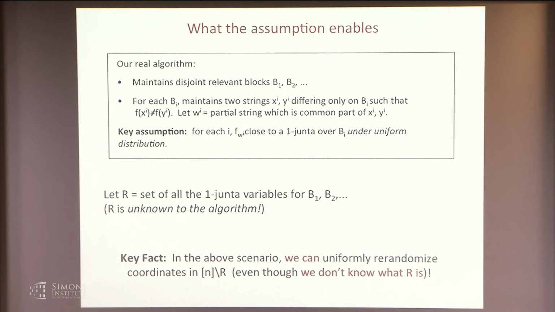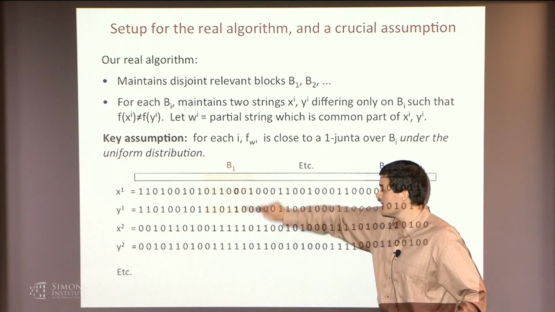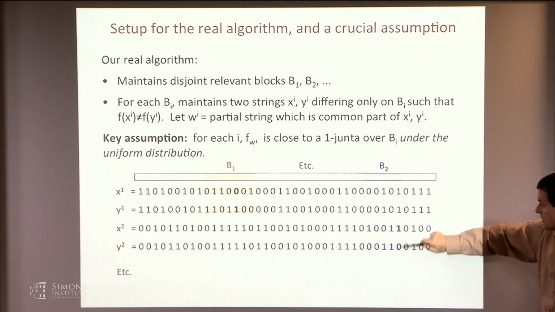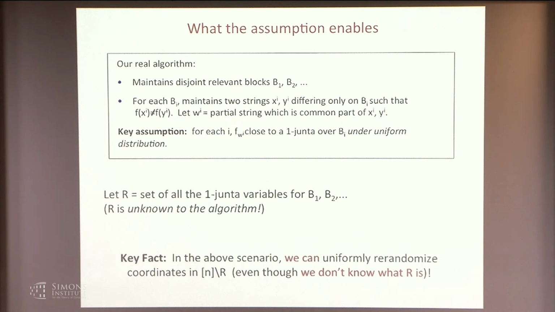Now let me define this set R, this set of known-to-be relevant variables. I don't know what that set is, but the right way to think of this set is that it's the collection of junta variables, like these bold variables from the last slide. This would be one of the variables, whatever coordinate this is. This would be another variable, whatever coordinate this is, and so on. That's the set of relevant variables, okay? The key to the success of our algorithm is the fact that we can uniformly re-randomize the coordinates outside that set, even though we don't know what that set of relevant variables is.